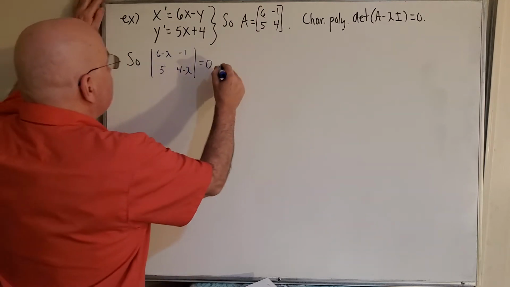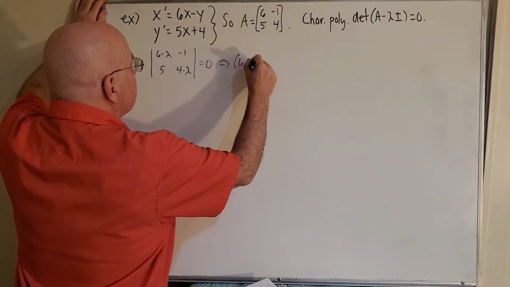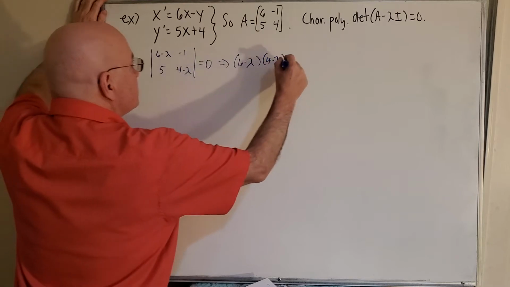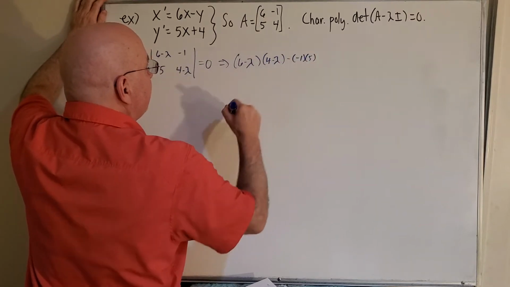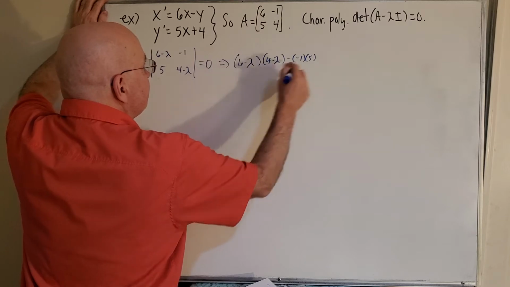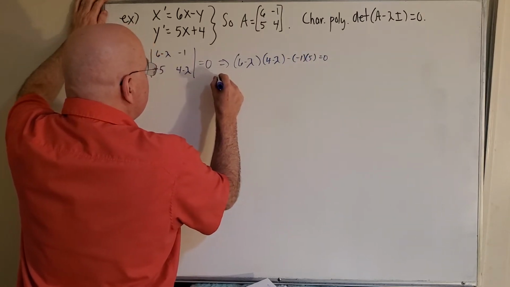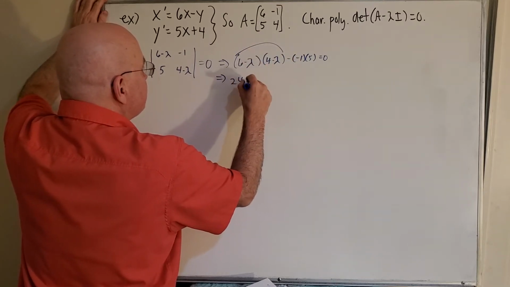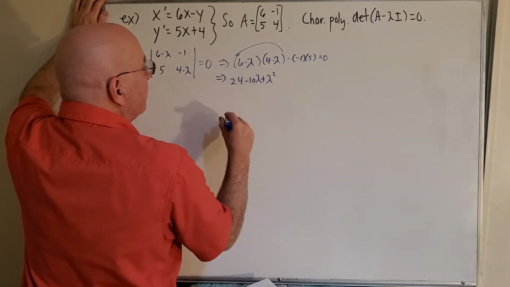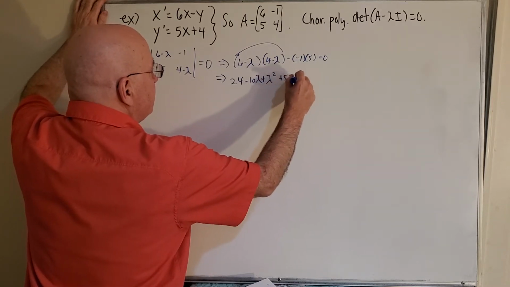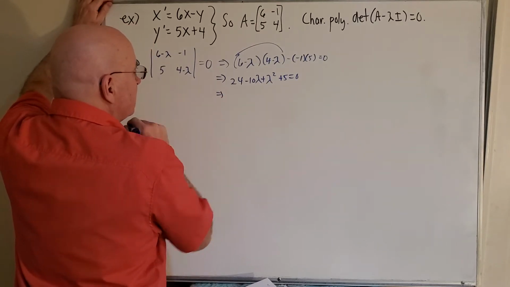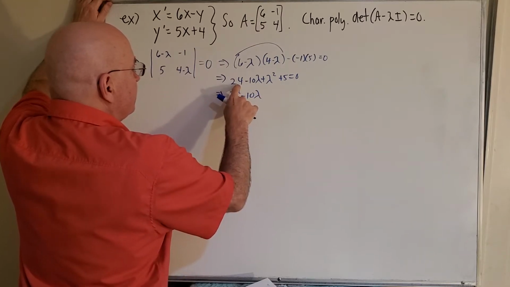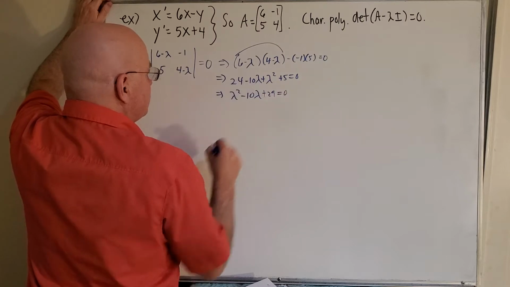Okay, so what does this mean? This means that 6 minus lambda times 4 minus lambda, minus negative 1 times 5 equals 0. And that means that I'm going to FOIL this out. 24 minus 6 lambda minus 4 lambda plus lambda squared plus 5 equals 0. And that implies that lambda squared minus 10 lambda plus 24 plus 5, or 29, is equal to 0.